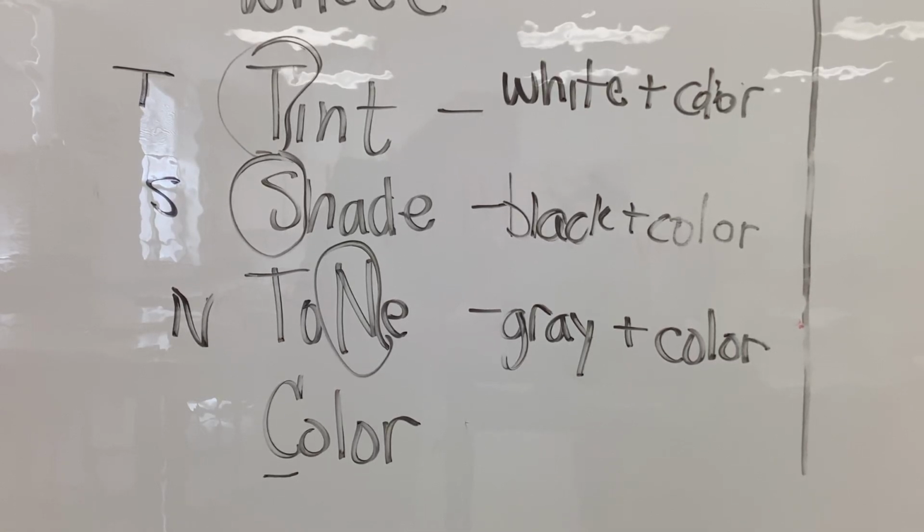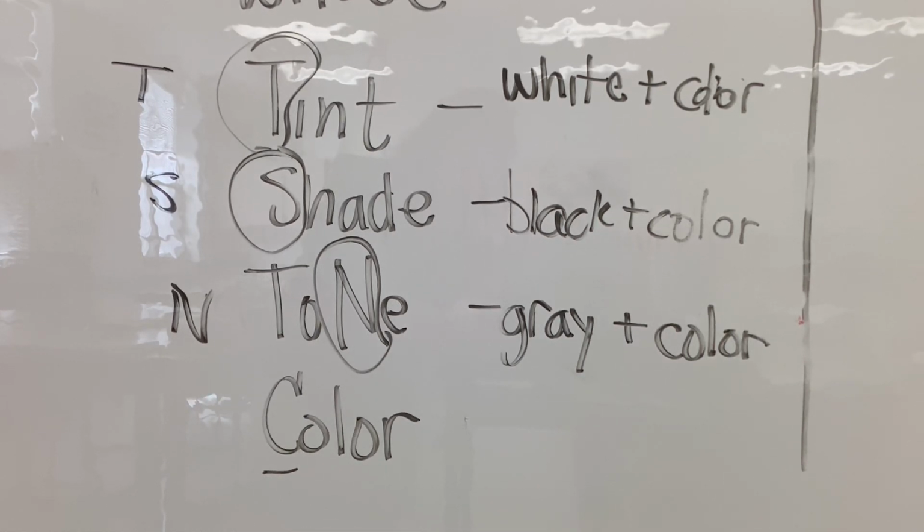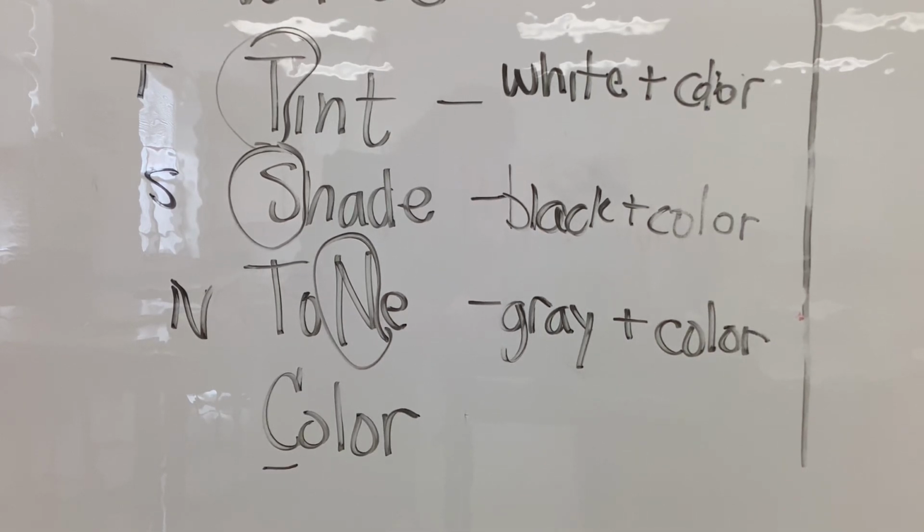Please write this on the edge of your paper. Tint is a color plus white. Shade is a color plus black. Tone is a color plus gray.